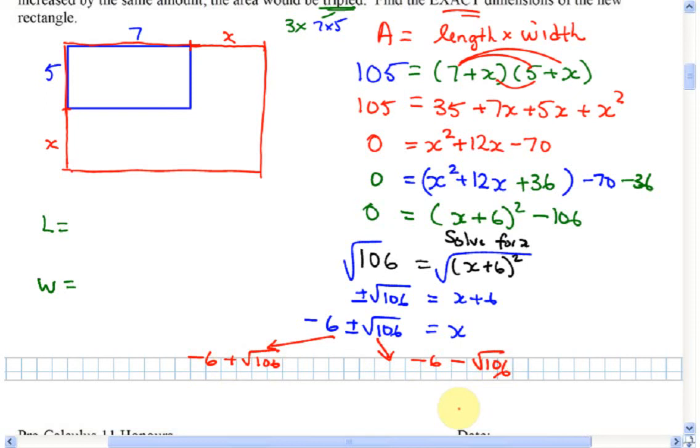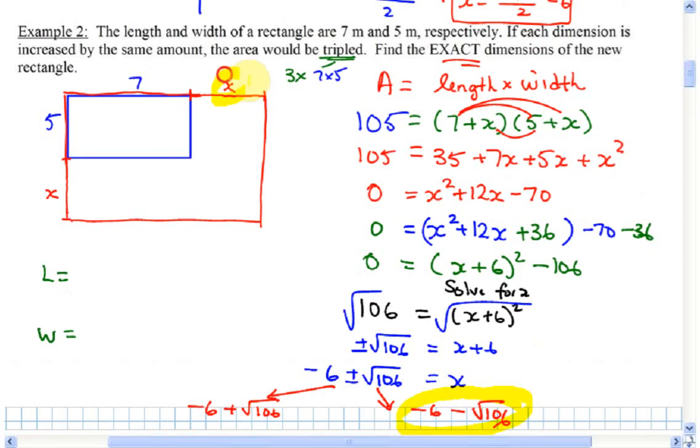Yeah, look at the one on the right. Negative 6 minus something. That means your x value here is negative. I thought you wanted to increase the area. How can x be negative? Doesn't make sense. So because of the context of this question, get rid of this answer. Wait, why is it negative 6? Why is it negative 6?